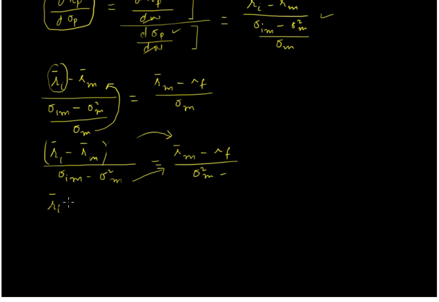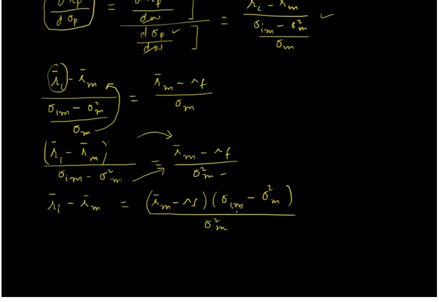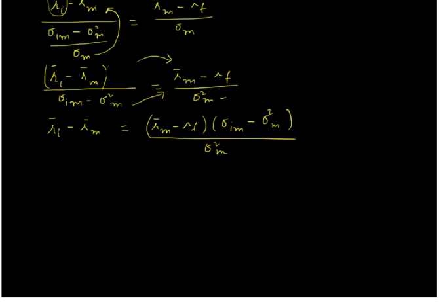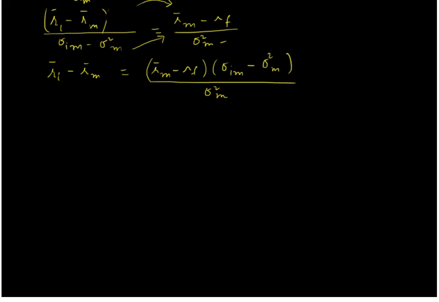Ri bar minus Rm bar is going to be equal to Rm bar minus Rf multiplied with covariance between I and M minus variance of M, all divided by variance of M. Now let us see what else we can do. We can take this minus Rm bar also over to the other side, so that we can write Ri bar is equal to this whole item here.